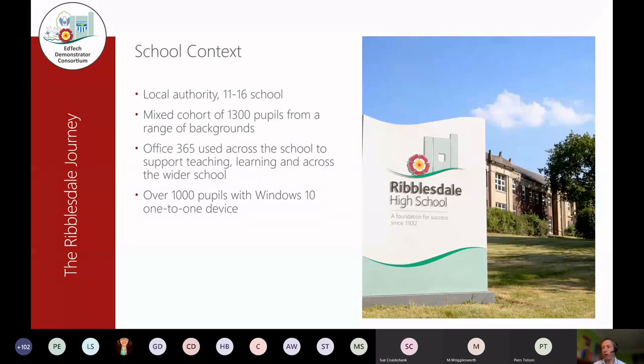So in terms of Ribblesdale, a lot of you know who Ribblesdale are, but some won't. We're a local authority 11 to 16 school. We've got a mixed background of about 1,300 pupils from a diverse and quite a wide area. We use Office 365 to support teaching and learning across the whole school, in terms of management functions and things like that. And we're in the position where we've got 1,000 of our pupils with a Windows 10 one-to-one device. What I would say at this point is that there are lots of things that you can do without being in the situation of one-to-one devices. So hopefully we'll be able to highlight those and how Teams can play a part.